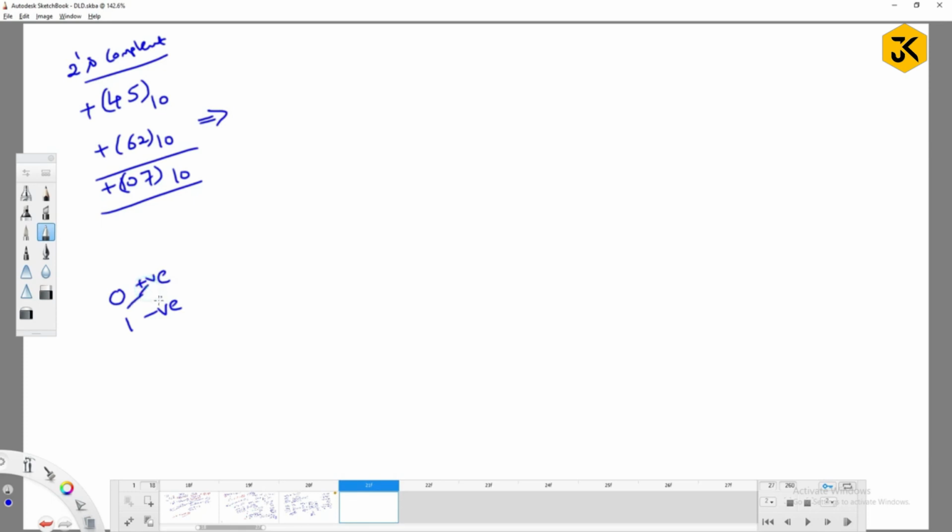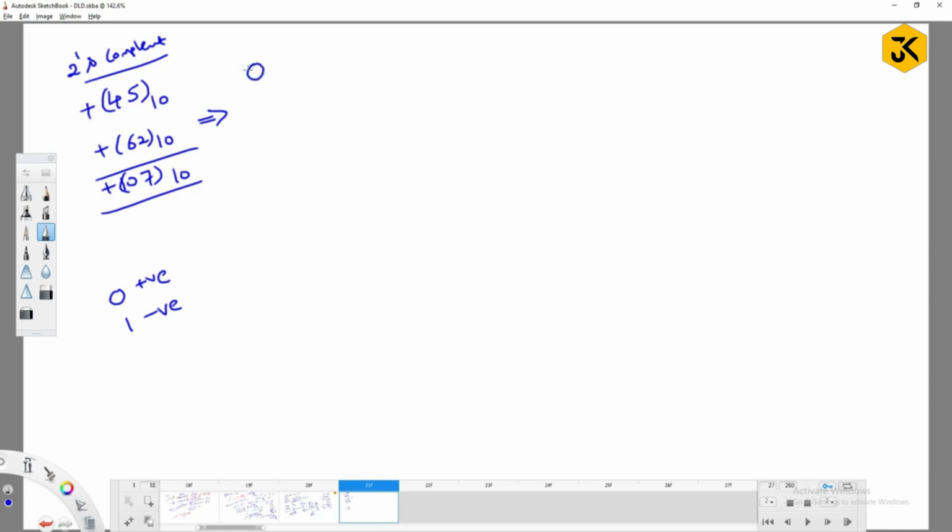So what is the value of 45 in 2's complement? What you can do is first write the binary number of 45, perform 1's complement, then add plus 1. Or what is another solution? I have given one formula: minus 2 power n plus 2 power n minus 1 plus 2 power n minus 2 and so on, down to 2 power 0. So you can directly understand that this is a positive number.